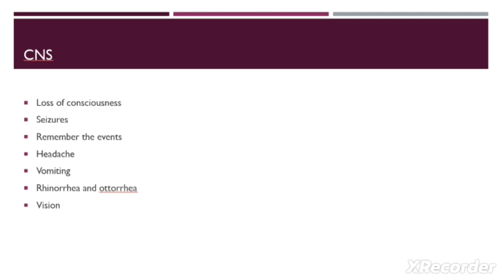Do they remember the events? Do they have amnesia of the events? Do they have headache? Do they have vomiting? Yes, vomiting is a symptom in the CNS because it could point to raised intracranial pressure. Do they have rhinorrhea? Do they have otorrhea? Do they have vision change? So these are the things that could happen to a patient who has been involved in an accident in the CNS.